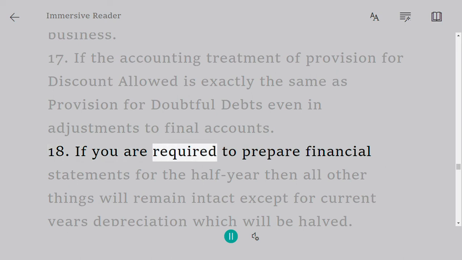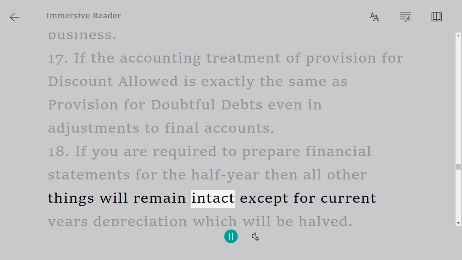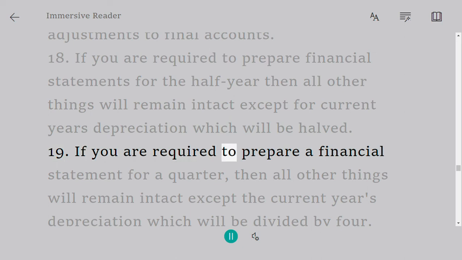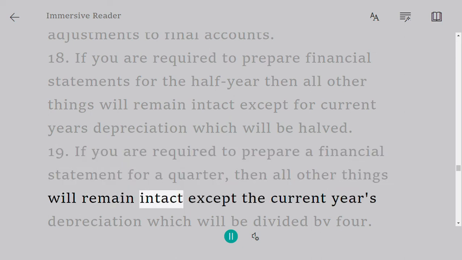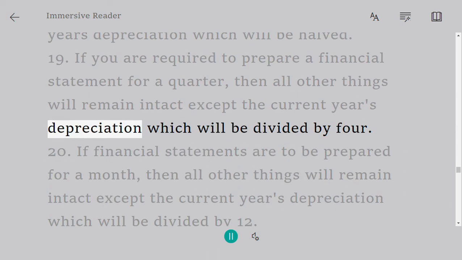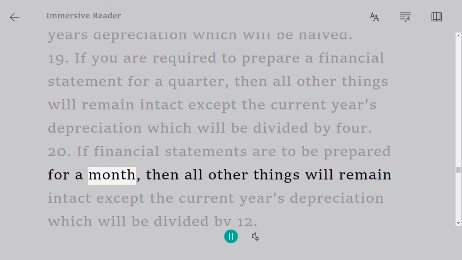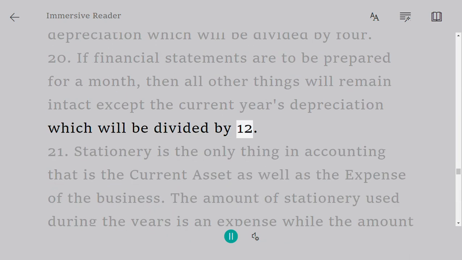18. If you are required to prepare financial statements for the half year, then all other things will remain intact except for current year's depreciation, which will be halved. 19. If you are required to prepare a financial statement for a quarter, then all other things will remain intact except the current year's depreciation, which will be divided by 4. 20. If financial statements are to be prepared for a month, then all other things will remain intact except the current year's depreciation, which will be divided by 12.